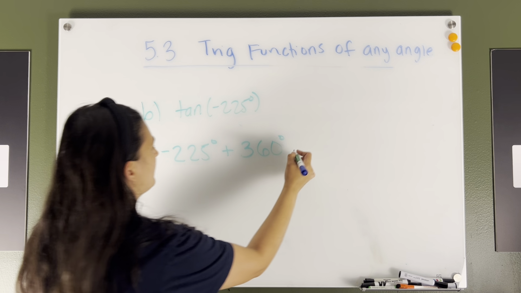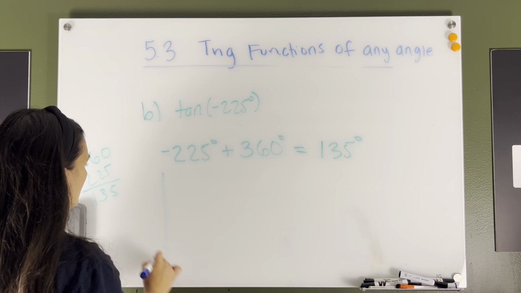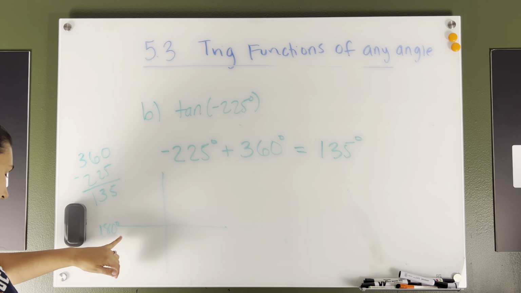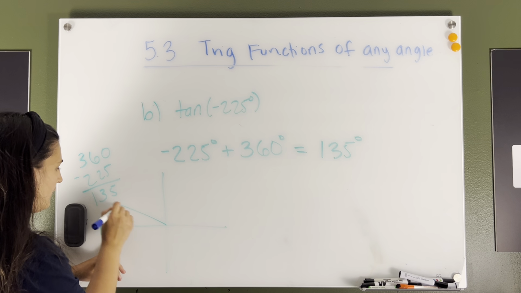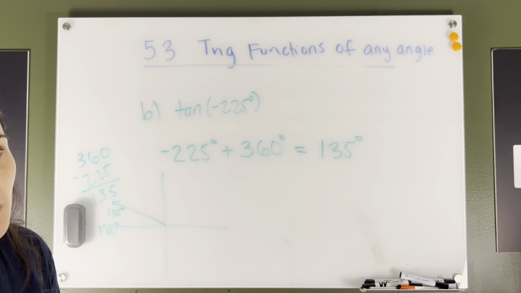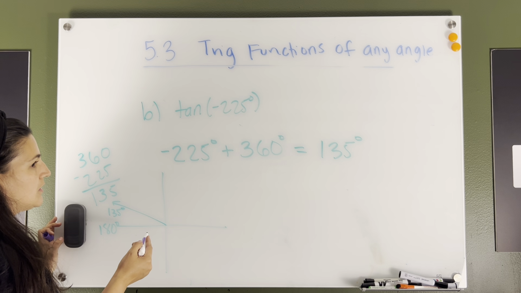I get 135. Positive 135 degrees. Okay, which part of the quadrant would that be in? That would be in the second quadrant because this straight line is 180, so 135 would be over here. Again, it doesn't have to be perfect, but I do need to know which quadrant. Okay, why do I need to know the quadrant? Because I'm trying to find the reference angle.